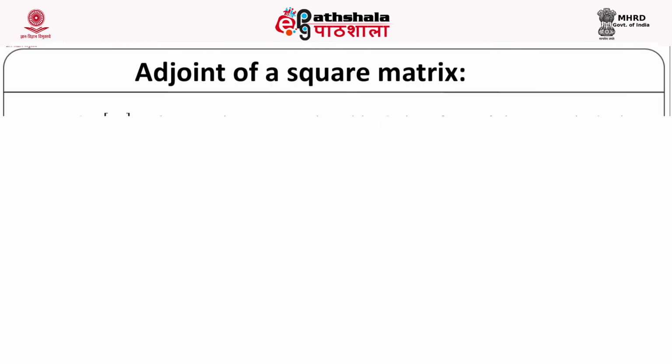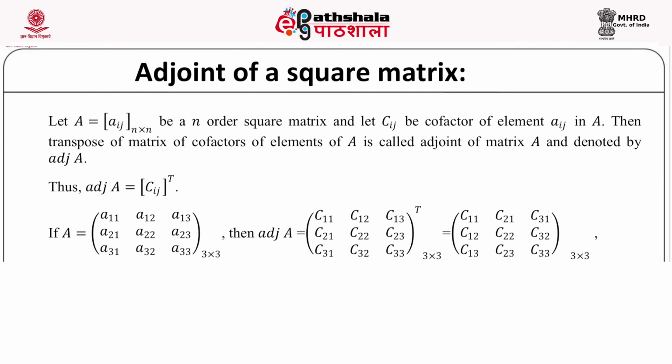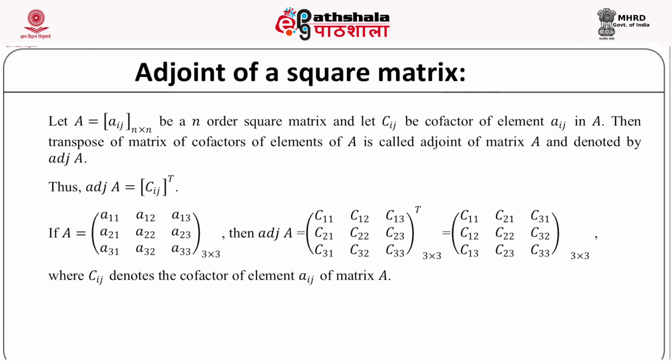First, the adjoint of a square matrix. Let A be an n cross n order square matrix and let Cij be the cofactor of element Aij in A. Then the transpose of the matrix of cofactors of elements of A is called the adjoint of matrix A and it is denoted by adjoint A. Thus, the adjoint of A is just the transpose of the cofactor matrix. If A is this matrix, then the adjoint of A will be just the transpose of the matrix when each element of A is replaced by its cofactor, where Cij denotes the cofactor of element Aij of matrix A.